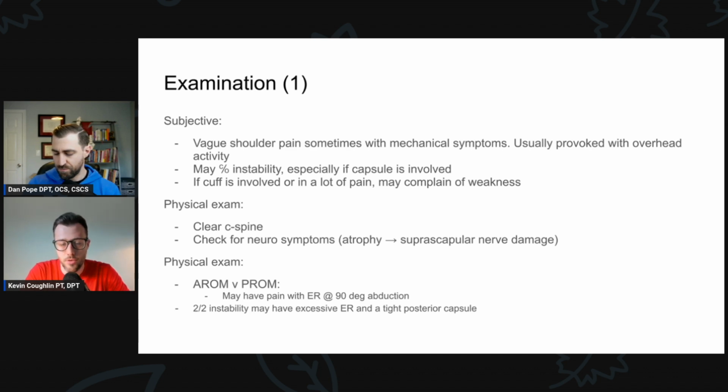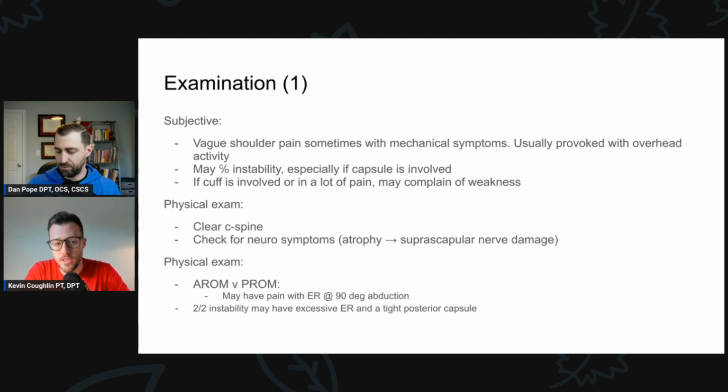And like any shoulder examination, we want to clear the cervical spine. We want to check for neuro symptoms. So if someone did have a fall or a significant traction type injury, we want to make sure that they didn't have any damage to the suprascapular nerve. So we want to go ahead and make sure that there's no atrophy in the posterior rotator cuff, that things look pretty good from that perspective.